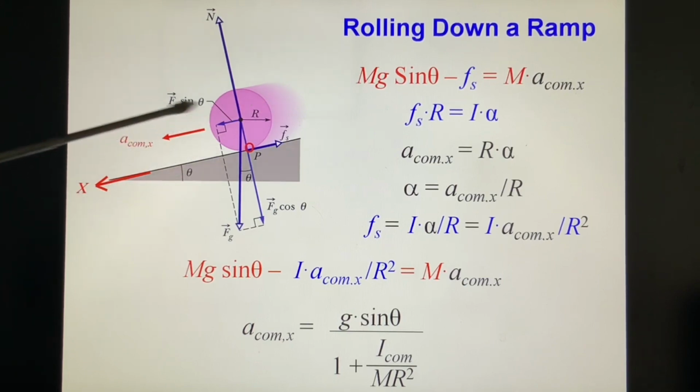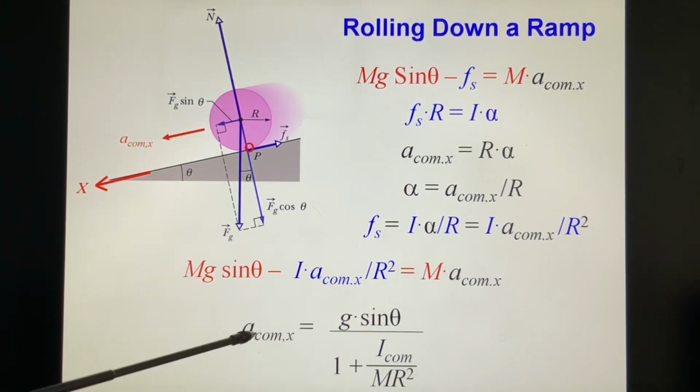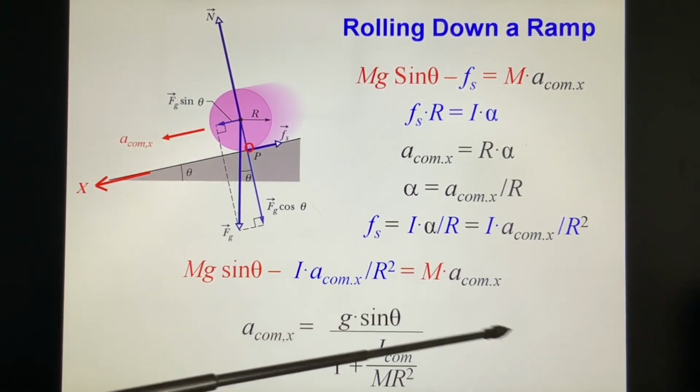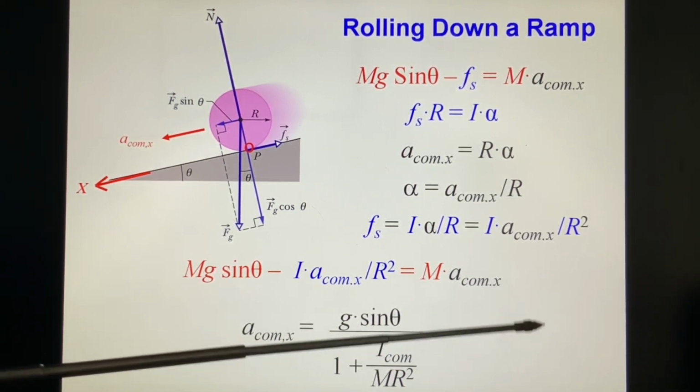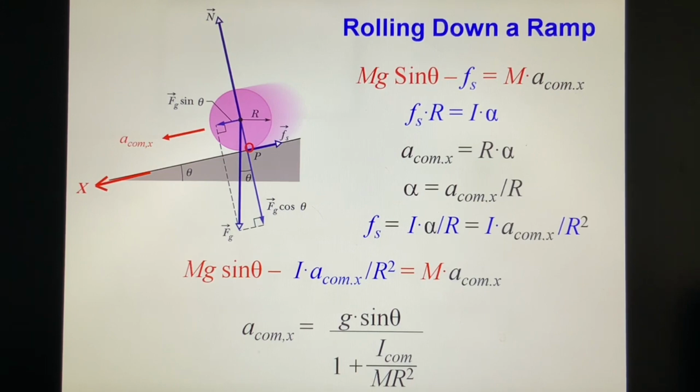Previously we learned about sliding, where a equals g sine theta. Whatever the mass is, it always has the same acceleration along an inclined surface. But with rolling, it's different. They have the extra term, so the a is smaller than for sliding. And the a depends on the I com. Different shaped objects have different I com.